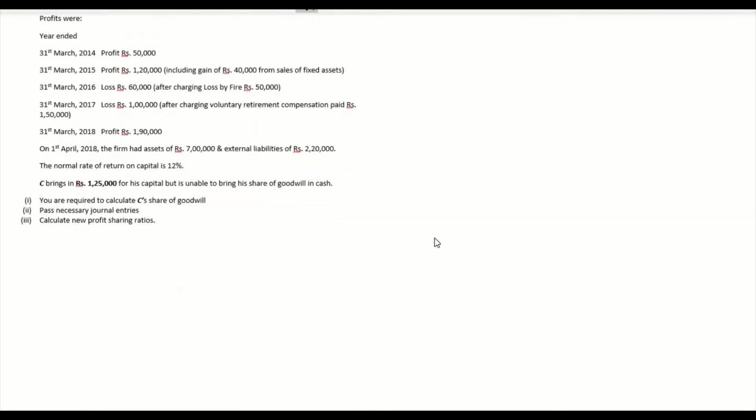Question number 29. A and B are partners sharing profits in the ratio of 3:2. On 1st April 2018, they admitted C as a new partner for 1/4 share. C acquires 1/5 of his share from A. Goodwill on C's admission is to be valued on the basis of capitalization of average profit for the last 5 years. Profits were year ended 31st March 2014, it's 50,000. Then all the years profit is mentioned.